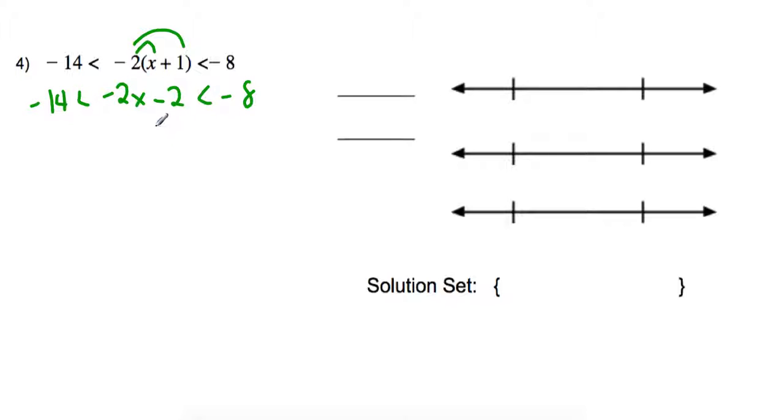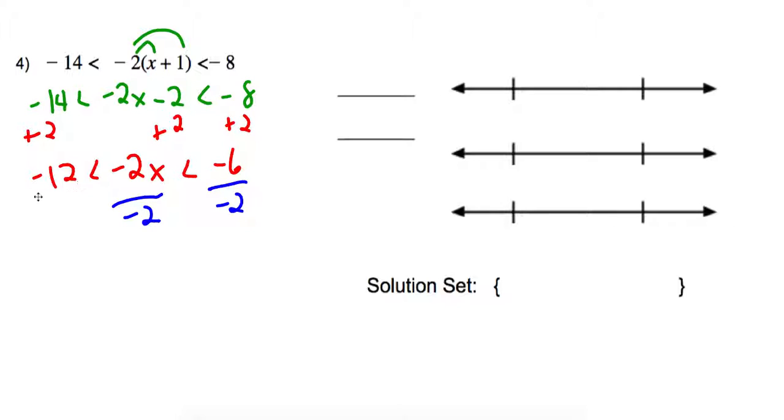And now let's add 2 to every single side of these inequalities. So I get -12 is less than -2x, which is less than -6. Next, let's divide everything by -2. Divide everything by -2. So I get a positive 6. I have to flip both of my inequalities since I divided by a negative, so that I get 2 inequalities.